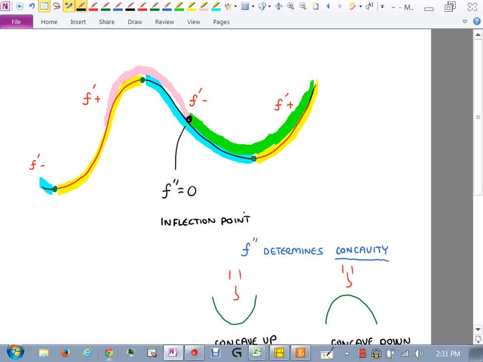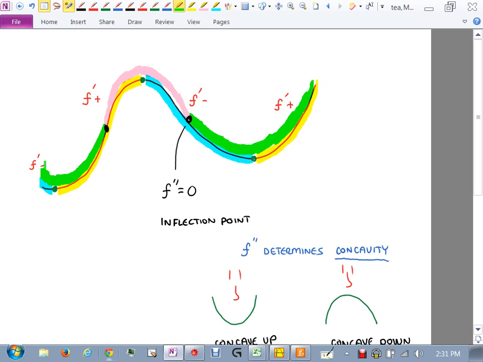The inflection point. Now, I had another inflection point. You see it? It was over here on the left side. That's where that frown over here turned into a smile. And it actually is a smile over here, too.